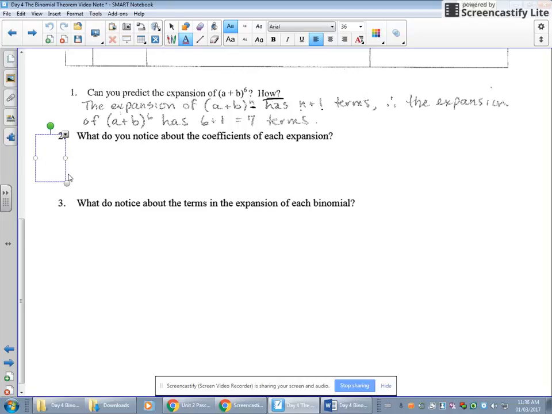All right, so I'm just going to change here. I'm just going to be typing up the information from the computer. We're asked, what do we notice about the coefficients of each expansion?